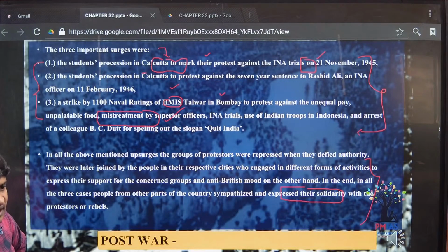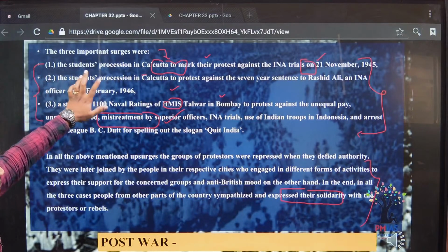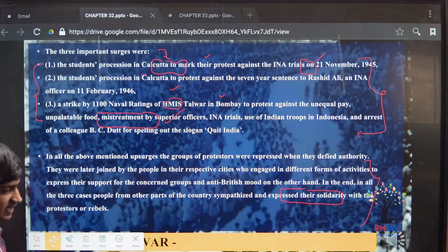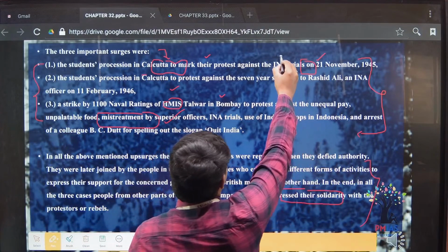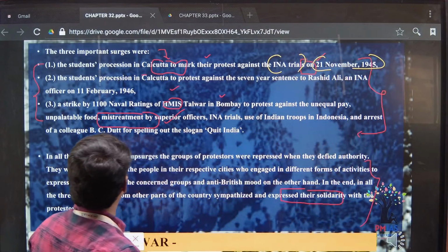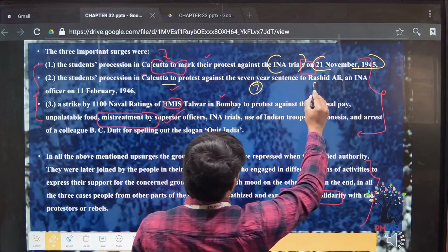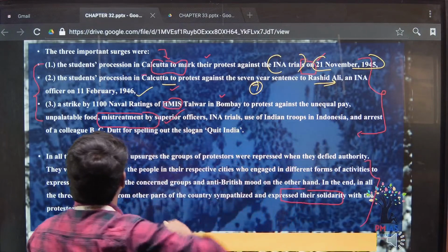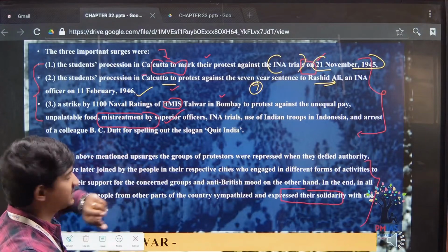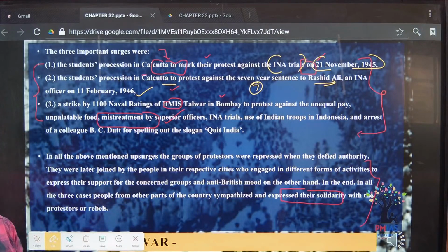Now, the 3 important things that shook the foundation of the Britishers: the students' protest in Calcutta. Why did the students protest? It was because of the INA trials held on November 21, 1945. Next, again the students protested in Calcutta against the 7-year sentence for Rashid Ali, an INA officer, on 11th February 1946. Only after this did the Britishers realize it and release the INA prisoners who had been given sentences.